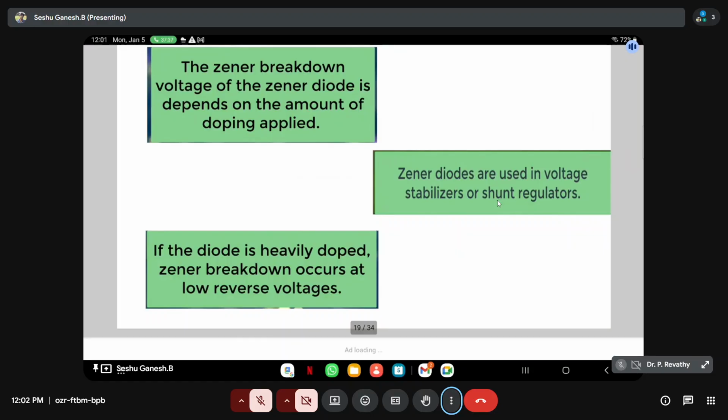And where is the Zener diode applied? We are going to apply this Zener diode in applications where it will be used in voltage stabilizers to stabilize the voltage. Okay, so it will be used in voltage stabilizers and also in shunt regulators. Shunt regulators are nothing but parallel regulators. Okay, so Zener diodes are used in voltage stabilizers and shunt regulators.